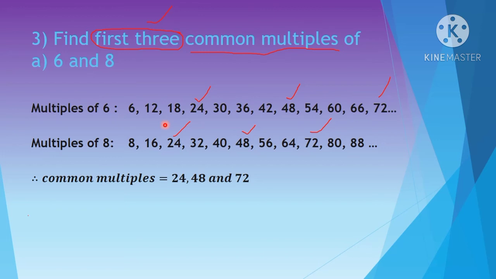Okay, find first 3 common multiples of 6 and 8. So first we are going to write the multiples of 6. Multiples of 6: 1 6 is 6, 2 6 are 12, 3 6 are 18, 4 6 are 24. Like that, write it down.